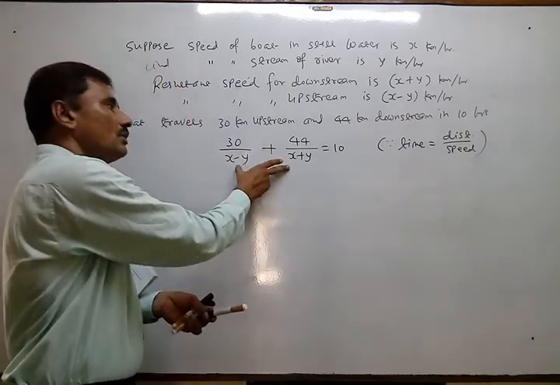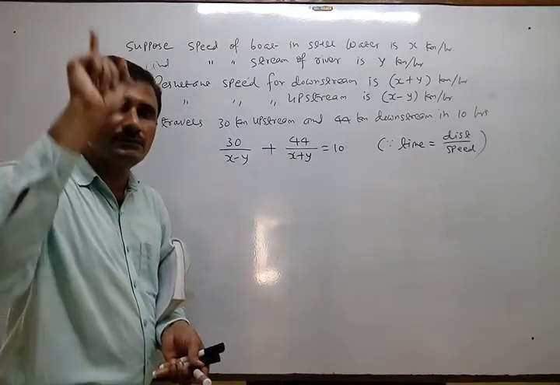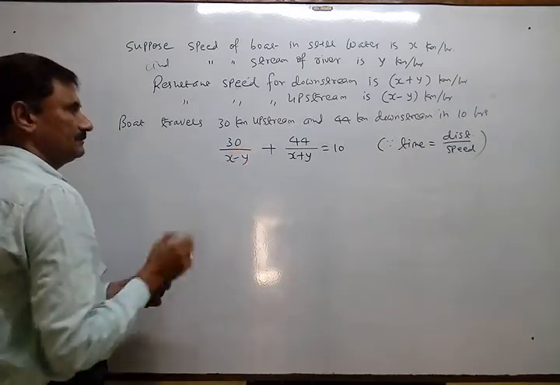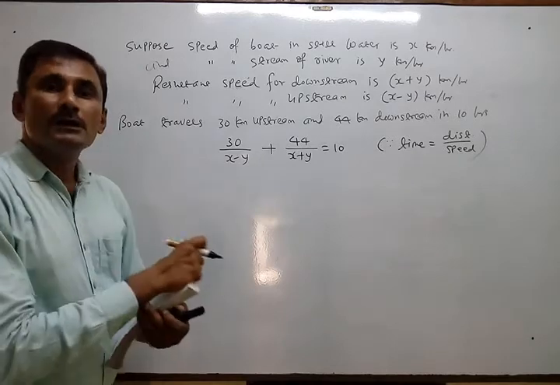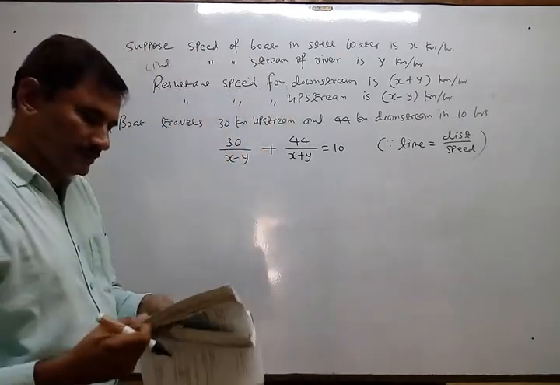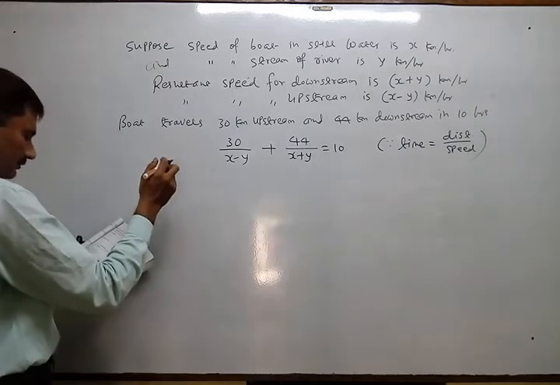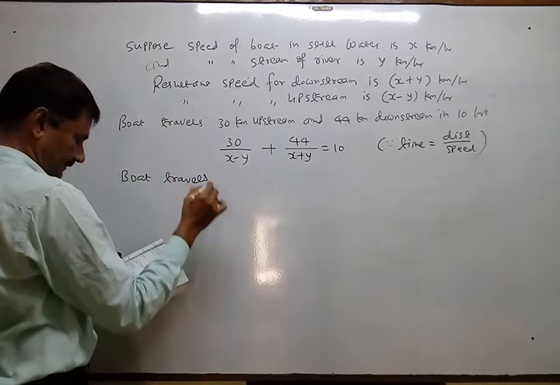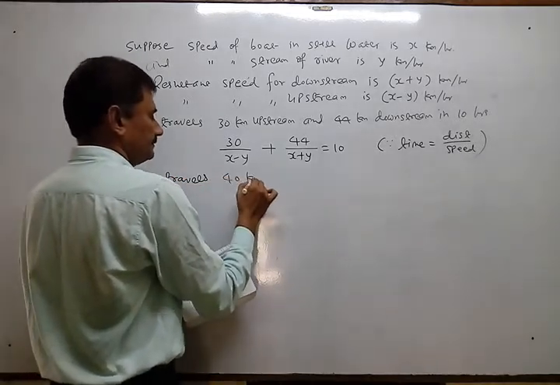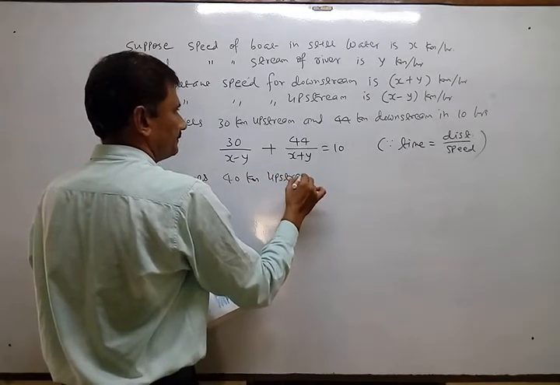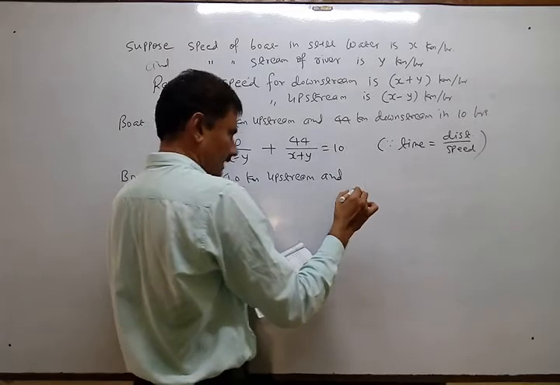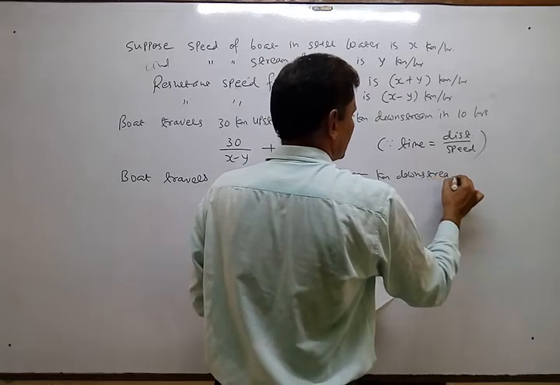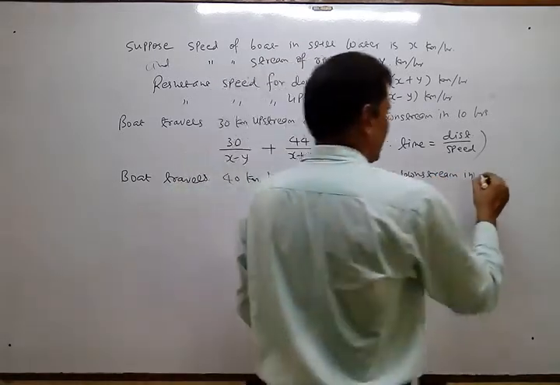So now we got a different equation than the first equation of question number 2. There we got a directly simple equation, but this is not simple. Now in the same way, next, the second statement given: in 13 hours, it can go 40 km upstream. So the boat travels 40 km upstream and 55 km downstream in 30 hours.